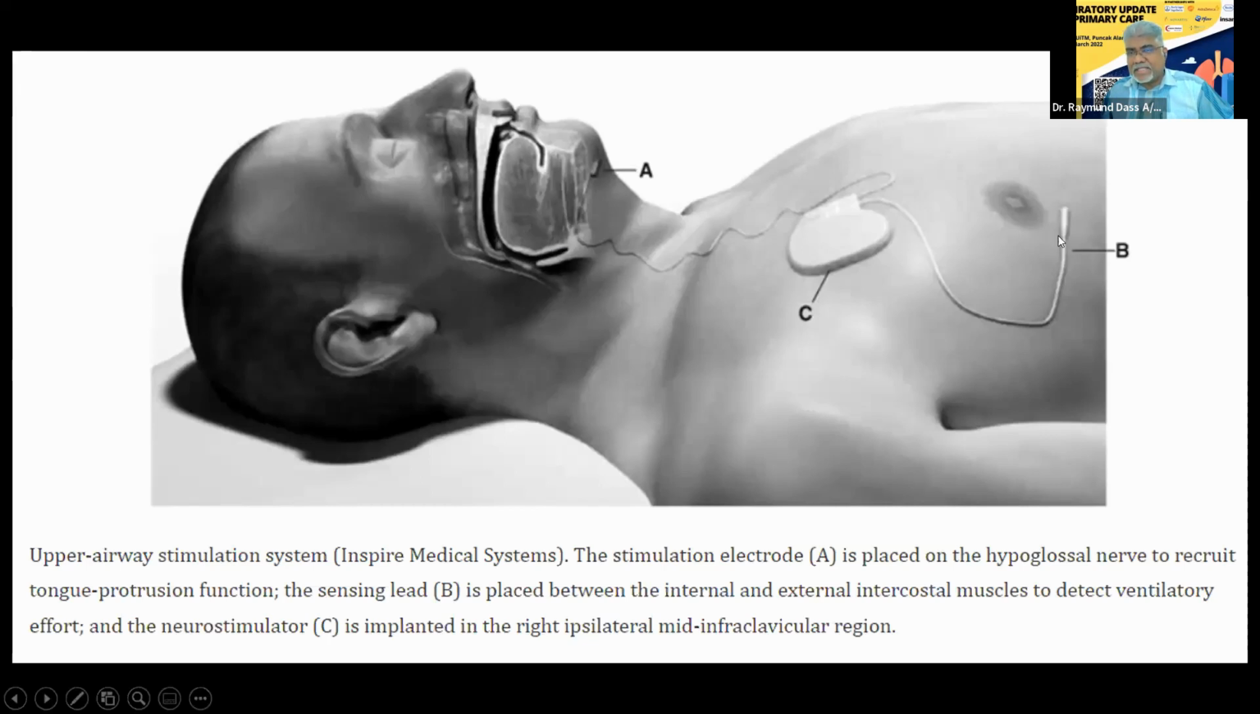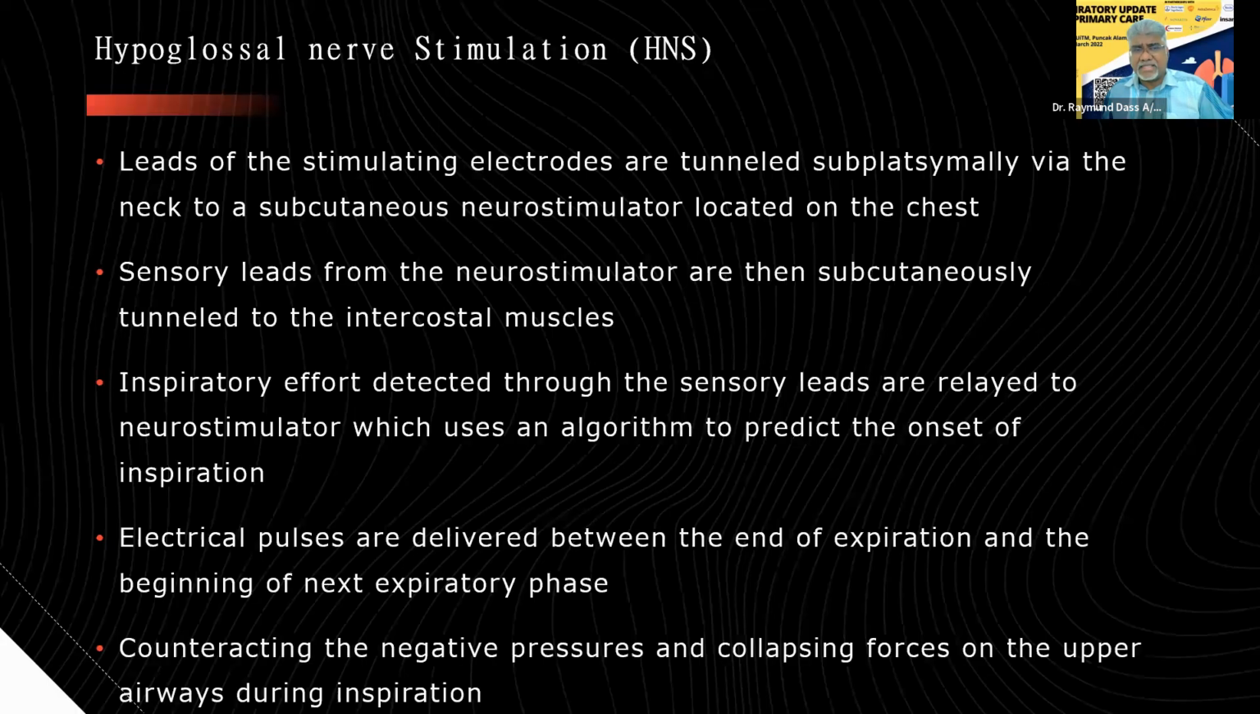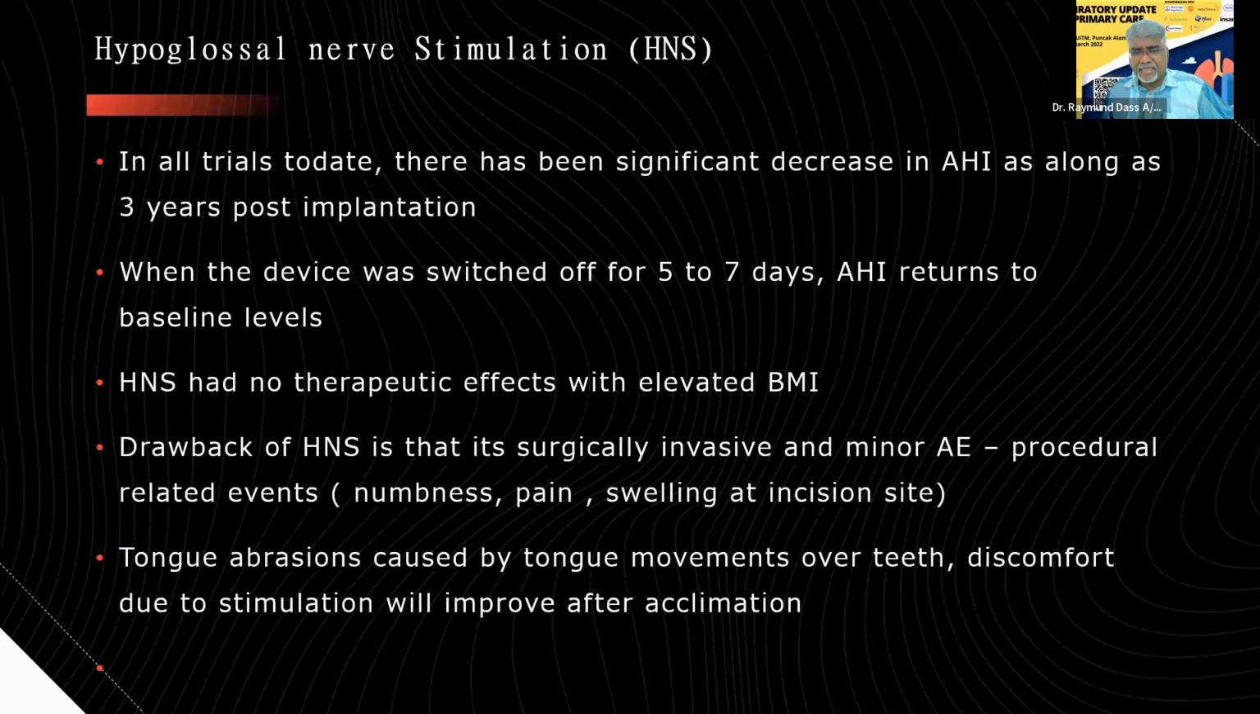You also notice that there is a sensory lead that goes to the chest area over here, which senses the respiratory effort and sends the signals here, and we have an algorithm, and this impulse is created by the neurostimulator, which triggers the hypoglossal nerve and makes the tongue retract, right? This is something new, and I think it is being tried out, and it has very good outcomes.